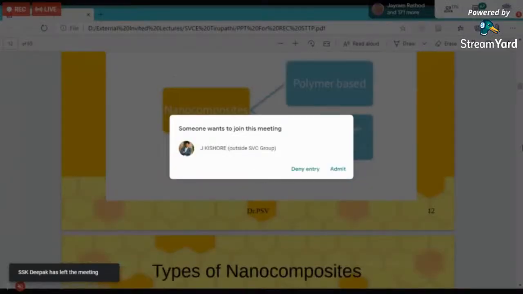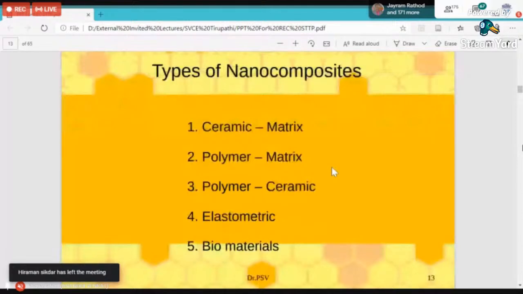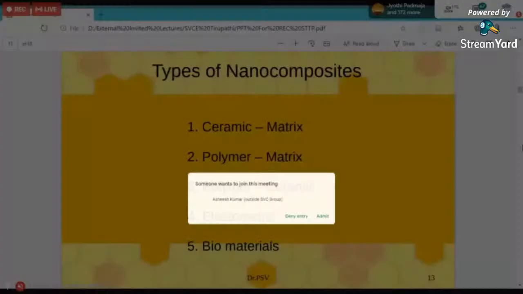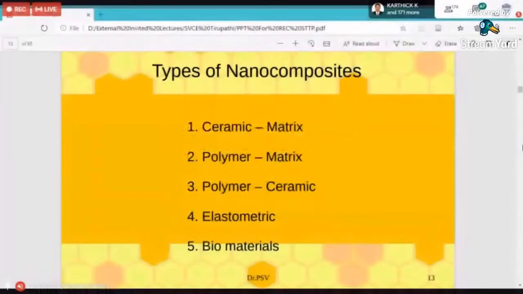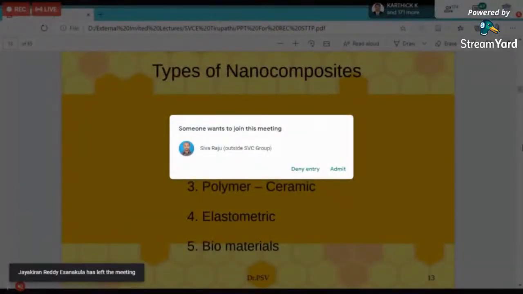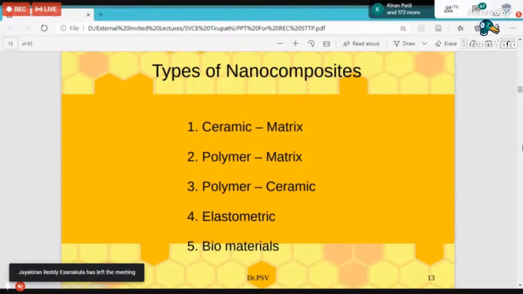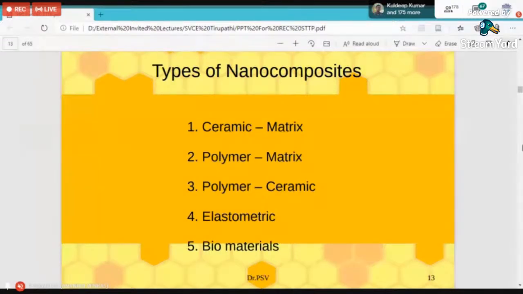Now, come to the wide variety of nano composites. We can have the ceramic matrix nano composite, polymer matrix nano composite, polymer ceramic. Then there are combinations of two, which you can call a hybrid matrix. Elastomeric nano composite, biomaterial. Biomaterial is degradable, environmentally friendly and societal. It is going to have good acceptance from the society. The society wants biodegradable material.